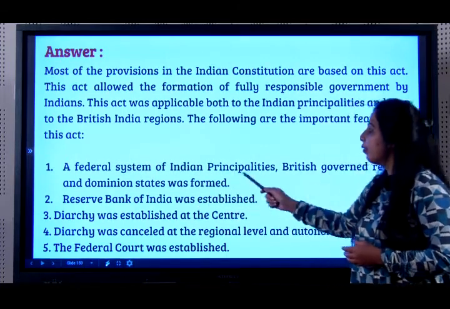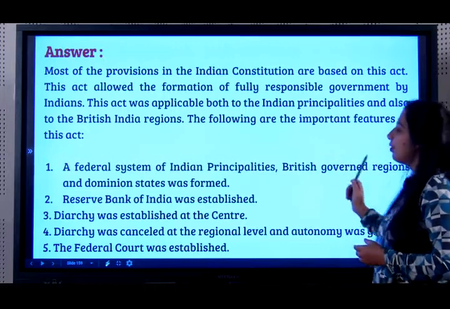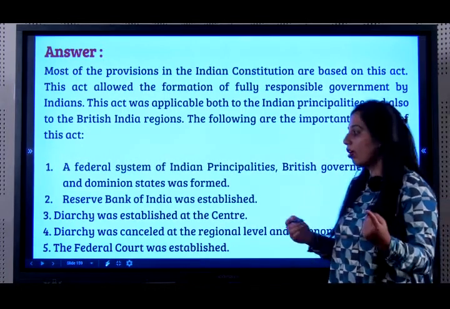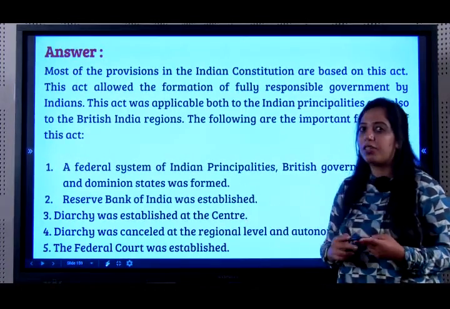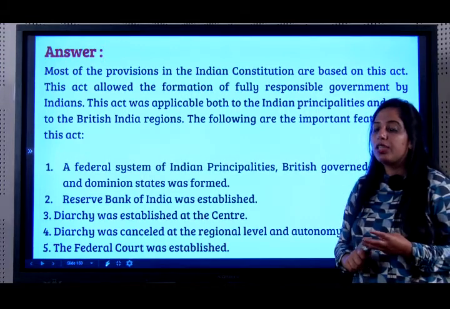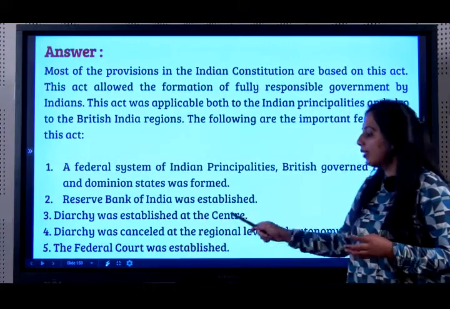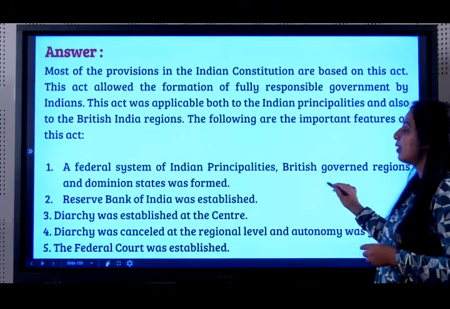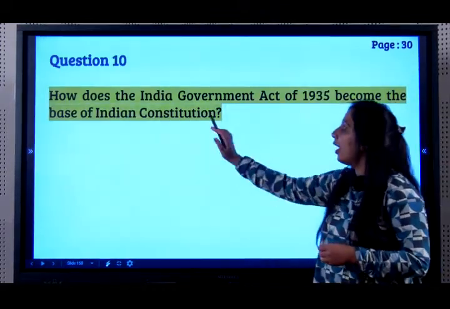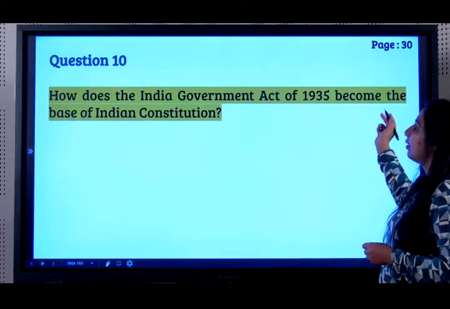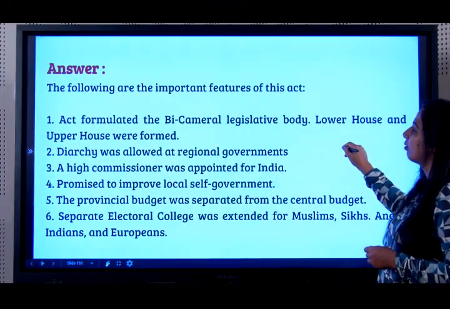A federal system of Indian Principalities, British governed regions and Dominion states was formed. Reserve Bank of India was established. Diarchy was abolished at the regional level and it was established at the center. A federal court was also established. Question 10. How does the Indian Government Act of 1935? We finished this.